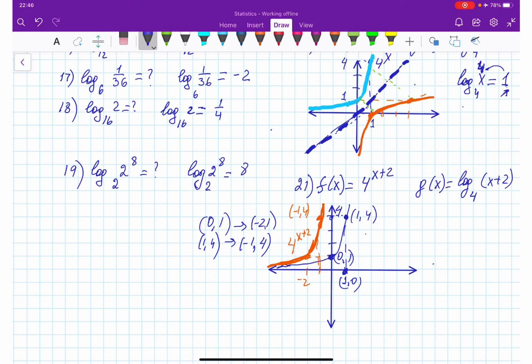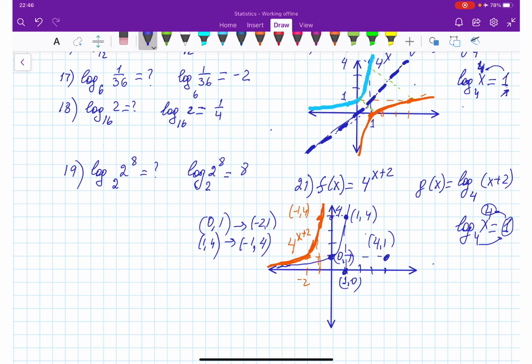Wherever logarithm x by base 4 is equal to 1, then x is going to be 4, because 4 to power 1 equals 4. I'm taking numbers that are easy to manipulate. So when x is equal 4, y is equal 1. So 1, 2, 3, 4, and this is 1. So this point is 4 and 1.